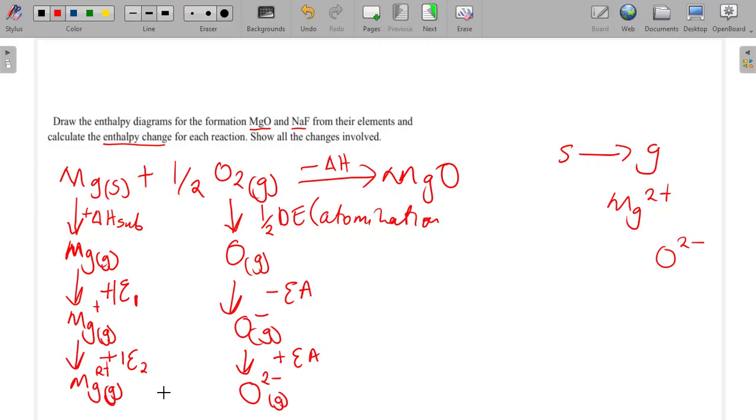So you have 2 ions for magnesium and the ion for oxygen. You have the ions you want. So now you can add these ions together to form your magnesium oxide there.